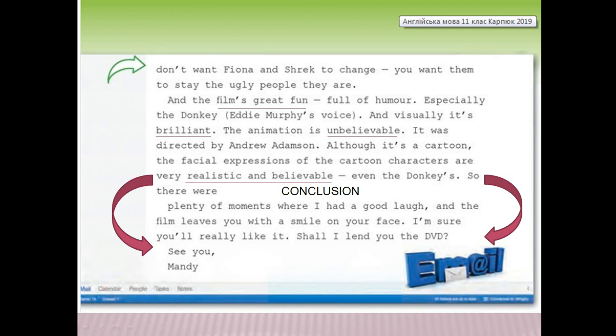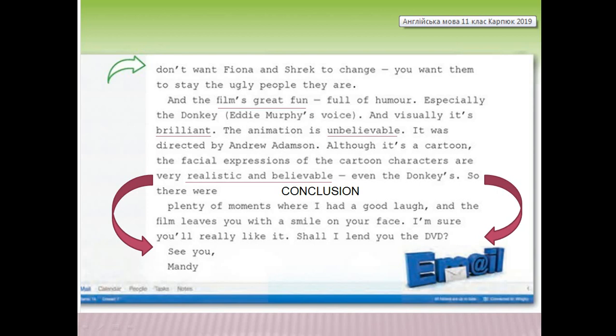You don't want Fiona and Shrek to change. You want them to stay the ugly people they are. And the film's great fun, full of humor, especially the donkey, Eddie Murphy's voice. And visually, it's brilliant. The animation is unbelievable. It was directed by Andrew Adamson.